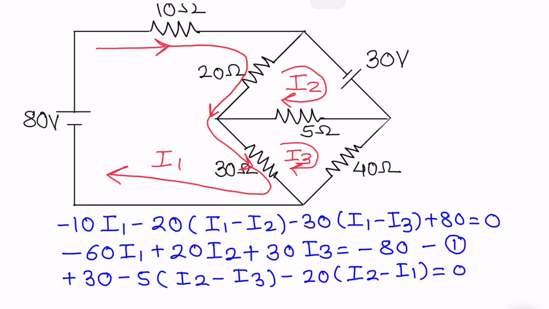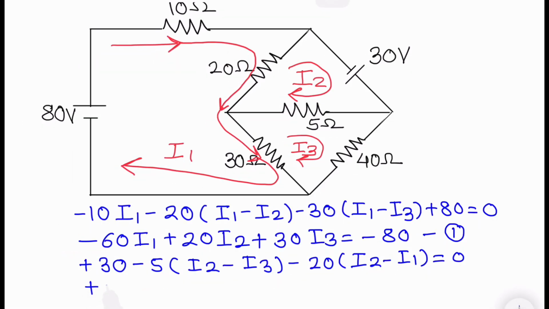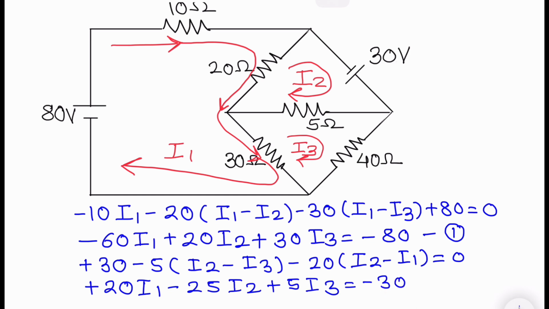Let us write down the equation in terms of I1, I2, I3 and constant. Plus 20 I1 minus 25 I2 plus 5 I3 will become minus 30.